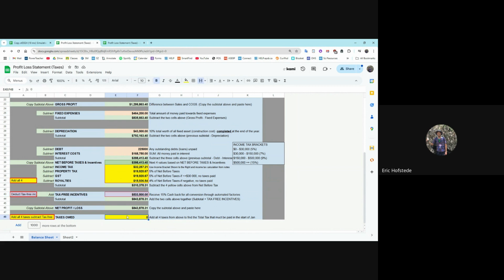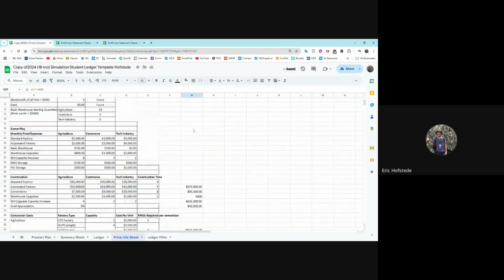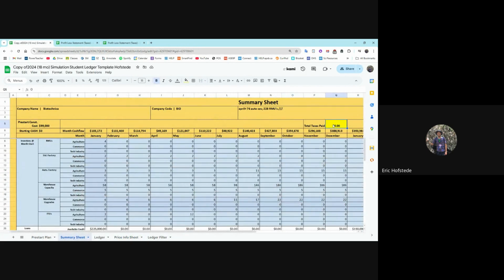All right, to repeat that, if you have a negative tax owed, whether that's from having a net before tax that was already negative or from having tax-free incentives that are greater than all the taxes you owed, the government's not going to actually give you a tax break in that case. They will just charge you no tax, 0. And then you're going to take that and you're going to put it into your summary sheet under this section right above December. So for me, it's 0.